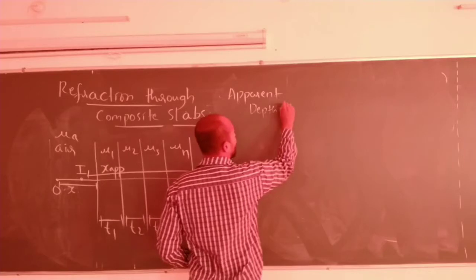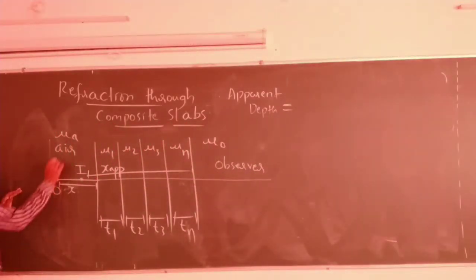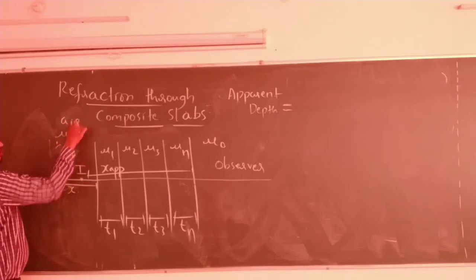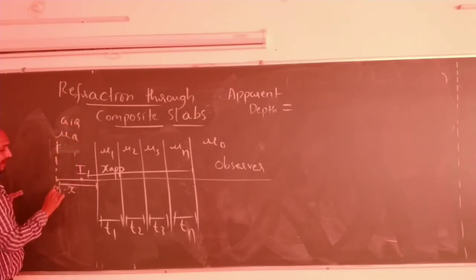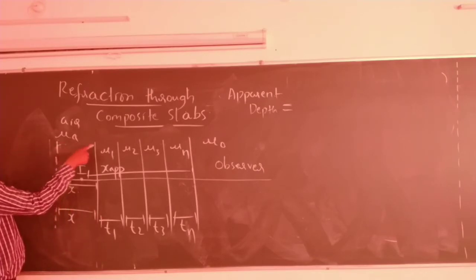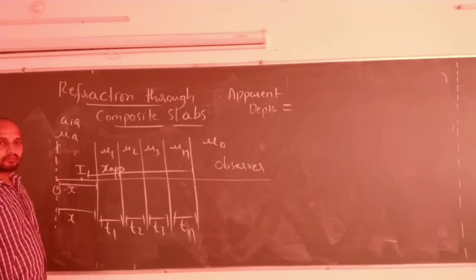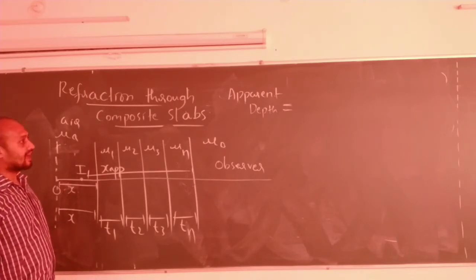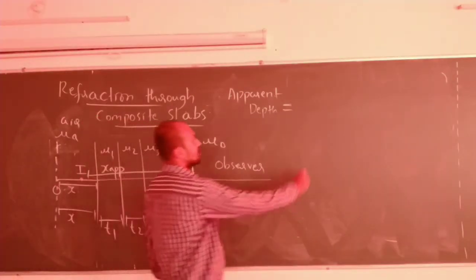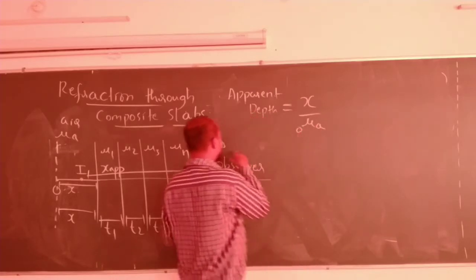How much? X plus. See why I am adding X. Imagine here also one slab is there, having distance X. What is the refractive index of this slab? Mu A. Then this will also act like a slab. So shift due to this slab is how much? X divided by mu with respect to mu naught.